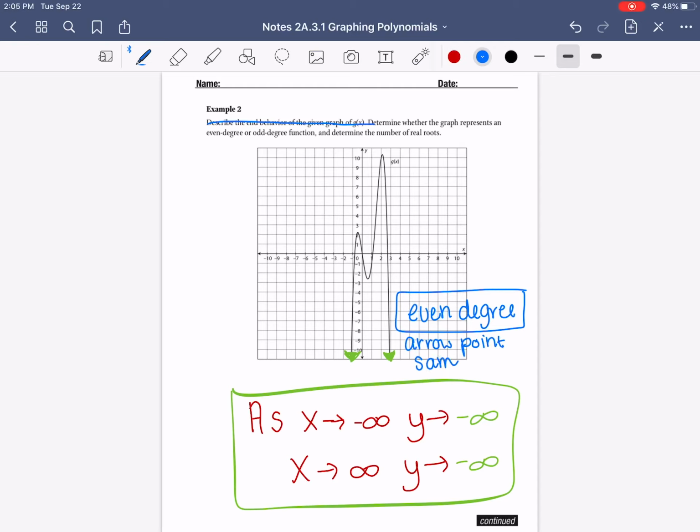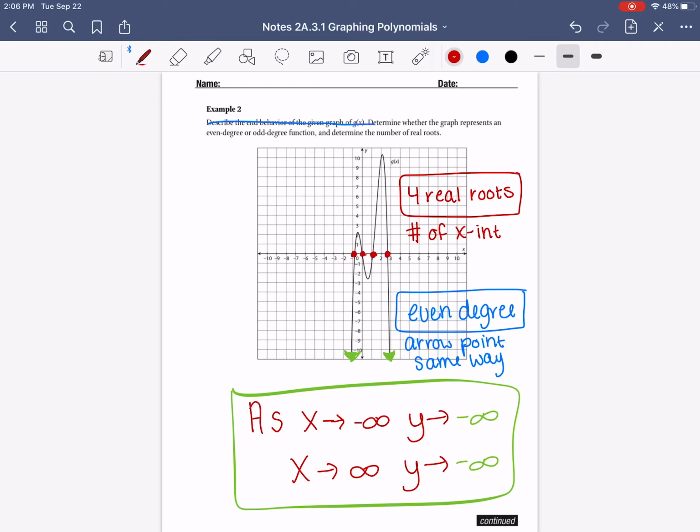And then it asks us to determine the number of real roots. Well, the number of real roots is just however many x-intercepts you have. So we have 4 x-intercepts, so it's 4 real roots, since that is our number of x-intercepts.